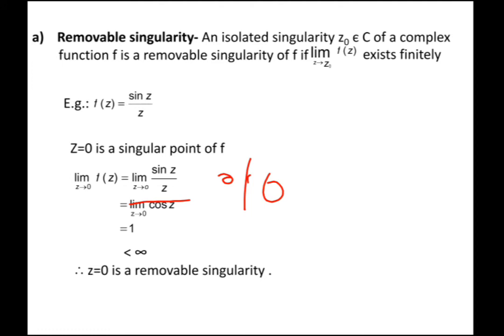So we can redefine this function as g of z equal to f of z if z not equal to 0 and 1 if z equal to 0, which is an analytic function. Next one, pole.